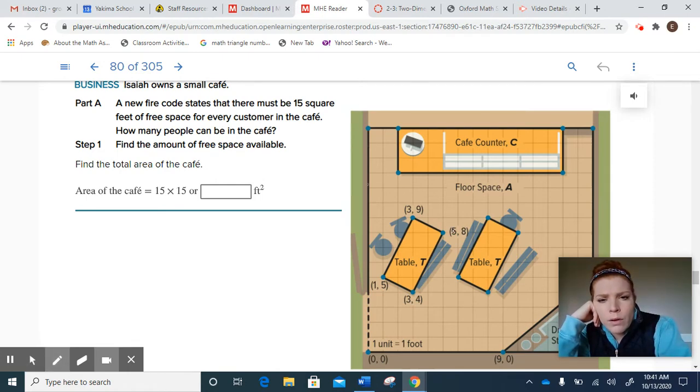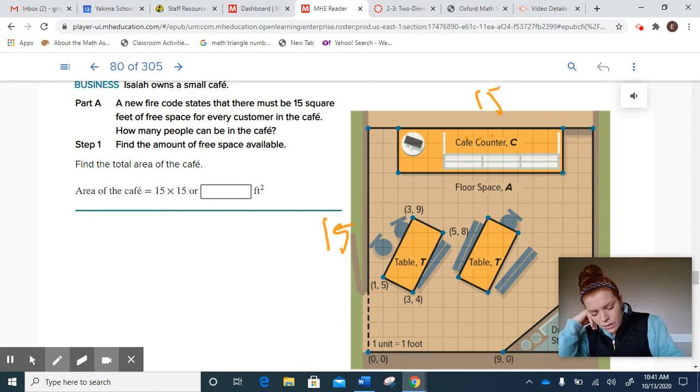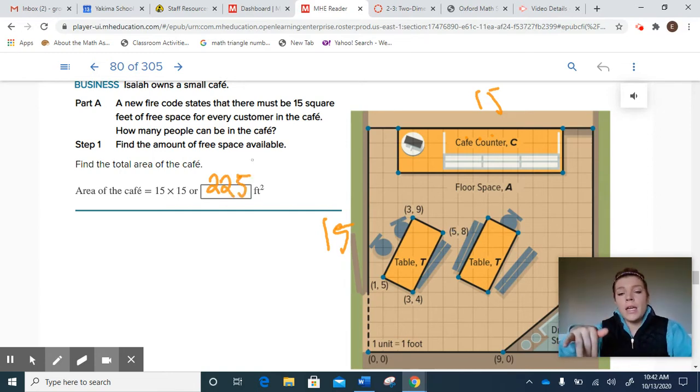1, 2, 3, 4, 5, 6, 7, 8, 9, 12, 13, 14, 15 on one side, 15 feet on one side. 1, 2, 3, 4, 5, 6, 7, 15 on the other. So 15 times 15 is the area of the cafe, which is 225. So what we're going to do is start taking away the stuff that we know. And I'm going to start with the cafe counter because it's a perfect rectangle.